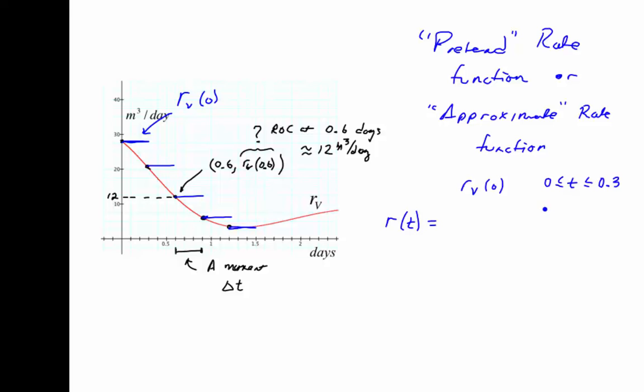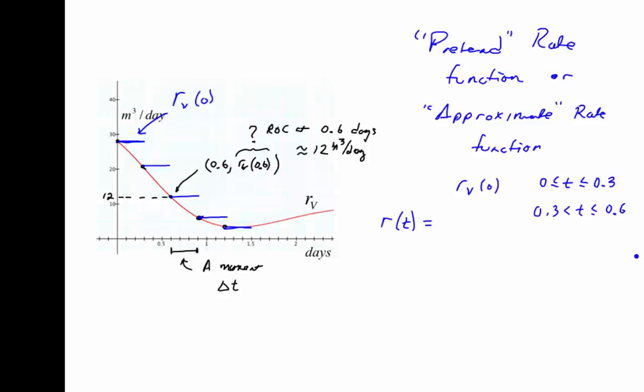But then when t is between 0.3 and 0.6, we have a different value of the rate. So because the graph is in pieces, our definition is going to be in pieces too. You see this? So to describe that blue function, it's in pieces. So now we have to write it in pieces too.